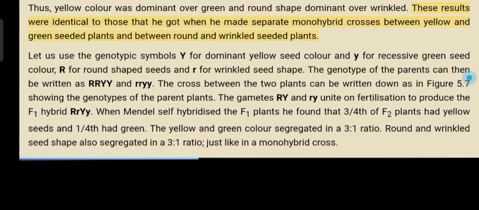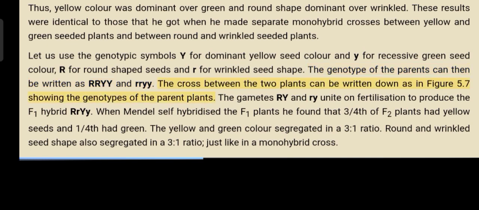These results were identical to those that he got when he made separate monohybrid crosses between yellow and green seeded plants and between round and wrinkled seeded plants. Let us use the genotypic symbols Y for dominant yellow seed color and y for recessive green seed color, R for round-shaped seeds and r for wrinkled seed shape. The genotype of the parents can then be written as RRYY and rryy.